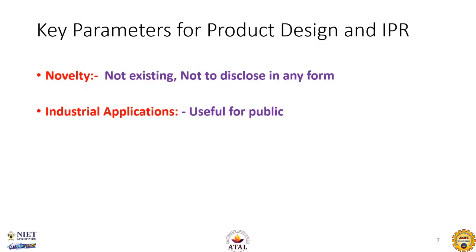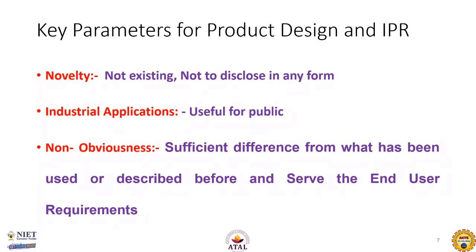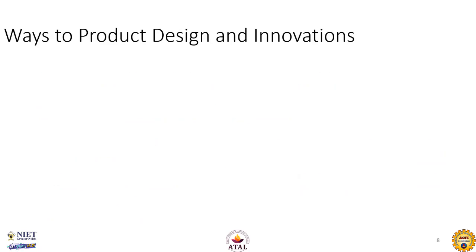Then there should be industrial applications. The end user has to accept the product, and it should not be the same product as others are using. There should be an innovative way, and it should serve the end user's requirements. These are the three important parameters one has to keep in mind when going for product design and creating the IPR out of it.